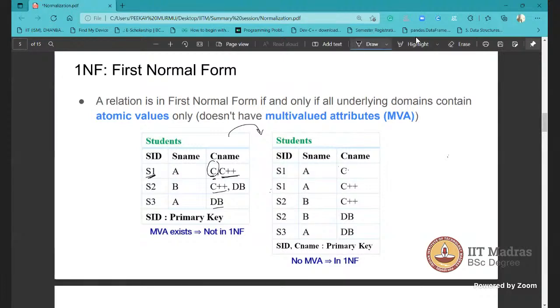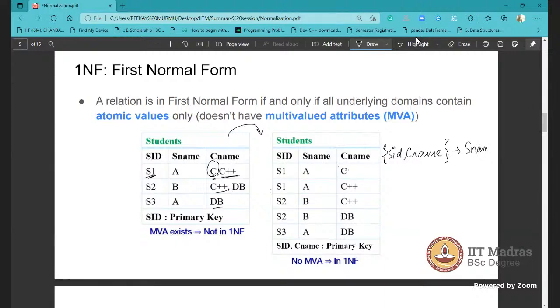So this is the primary key. What is the definition of the primary key? It can identify each and every tuple. Each and every tuple should be uniquely identified, and it should not be null. That is the condition.